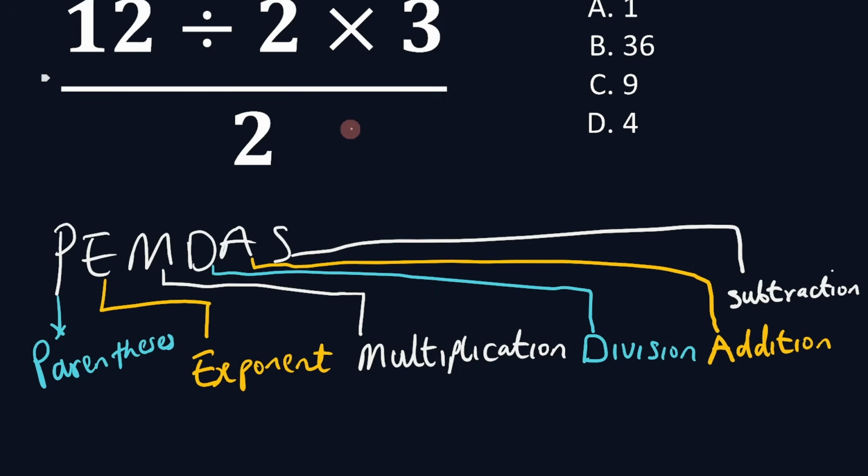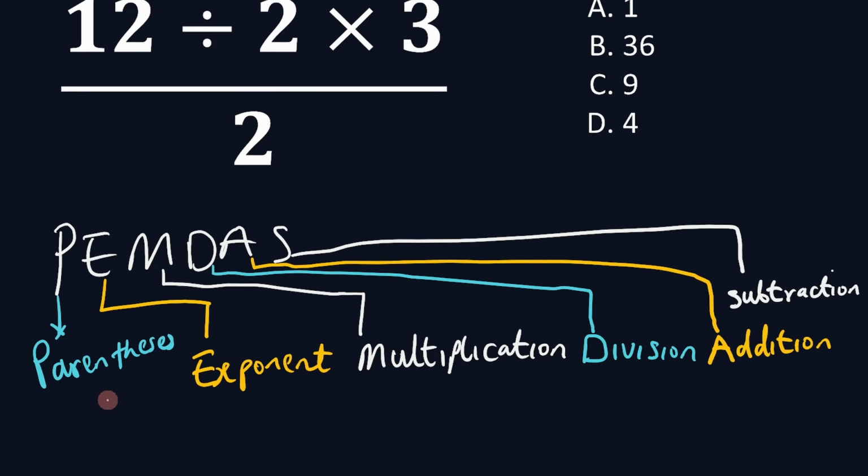So when they see this kind of question, which is 12 divided by 2 multiplied by 3, all divided by 2, and we have option A 1, option B 36, option C 9, and option D 4, because they know that there is an order in which this question has to be solved.